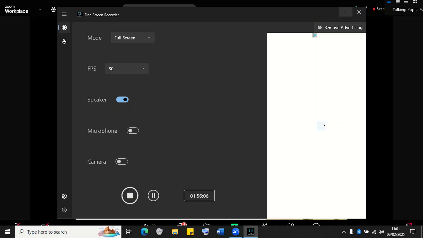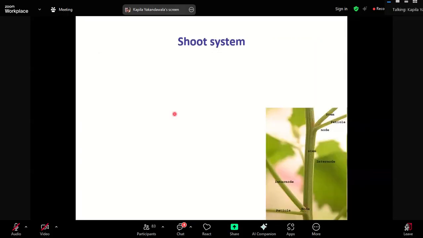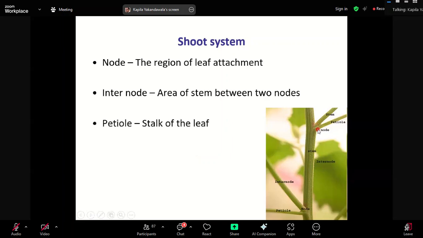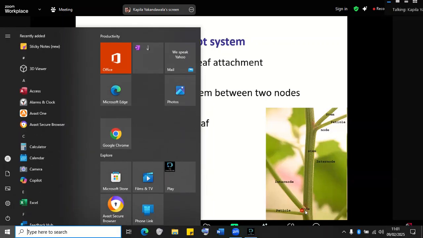Right, in the first session, I discussed about the root system. Now let's look at shoot system very quickly. So you should be able to identify and label all parts of the aerial system. Leaves attached to the stem in a place, we call it node. The distance between two nodes is called internode.